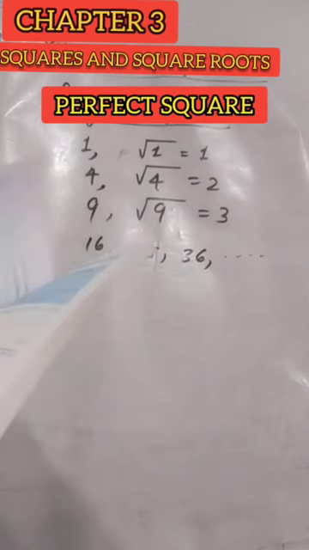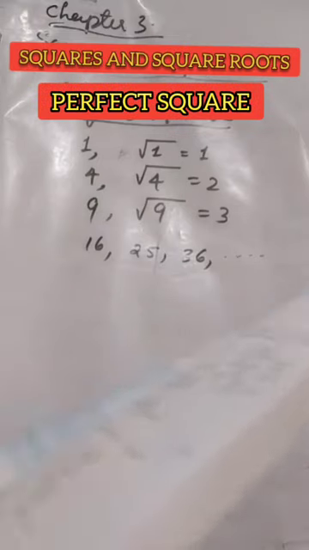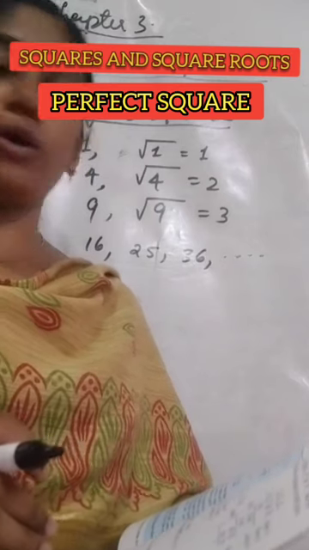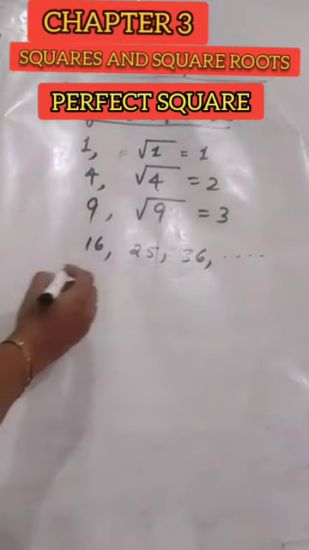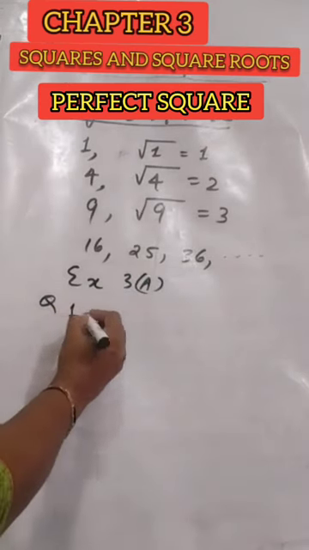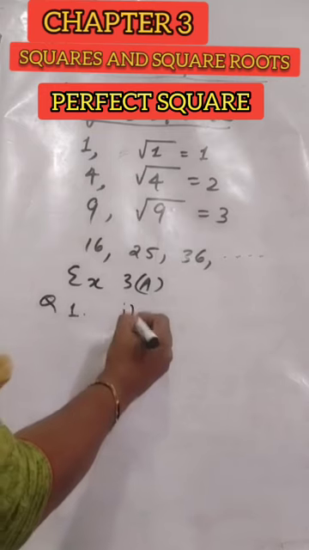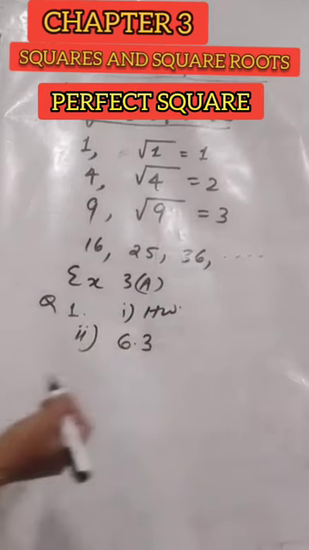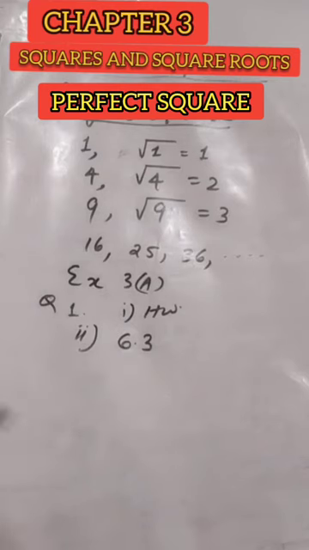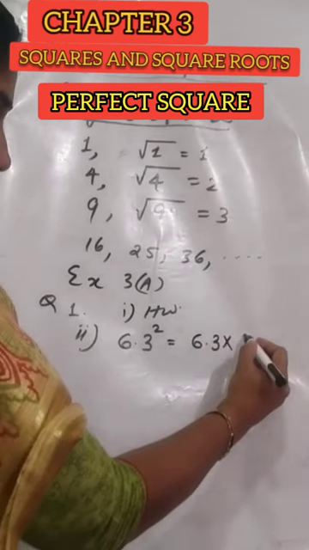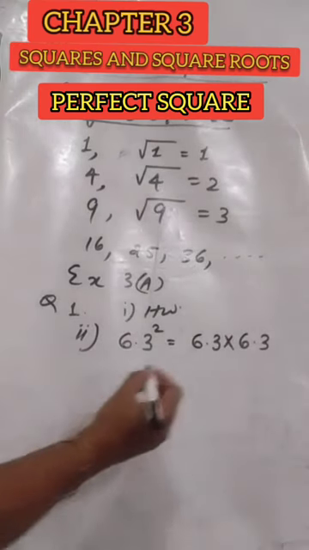Now let us check if a number is a perfect square or not. Take exercise 3a and do the first problem. Find the square of the first one, homework. Second question, find the square of 6.3. How can we obtain 6.3 square? Multiply 6.3 into 6.3. Okay.